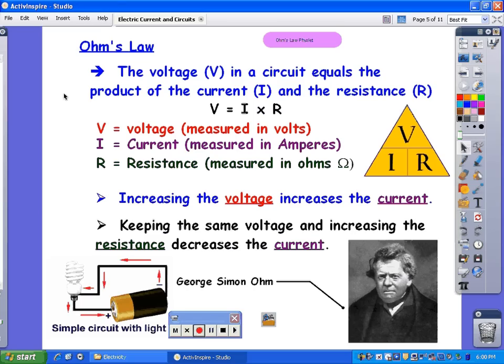V is voltage, measured in volts. I is current, measured in amperes or amps. Remember I said that earlier. R is resistance, and it's measured in ohms.